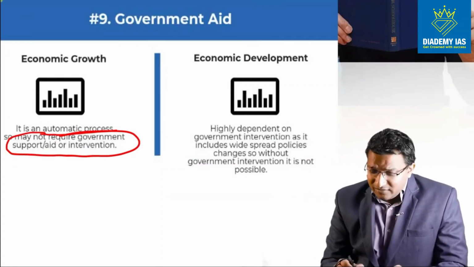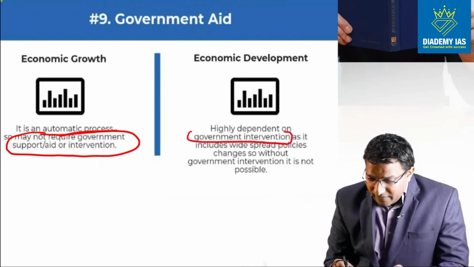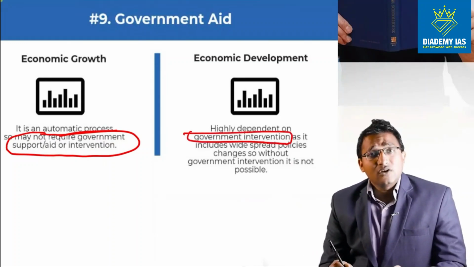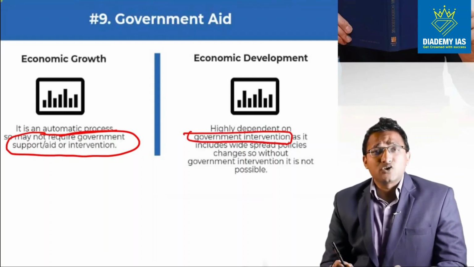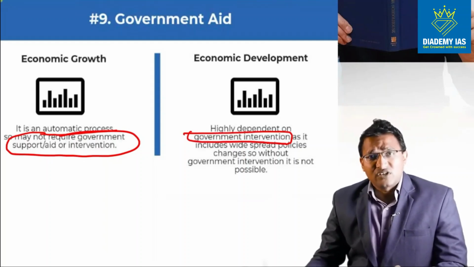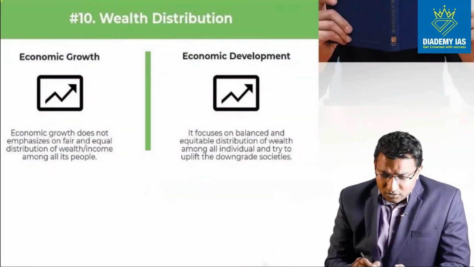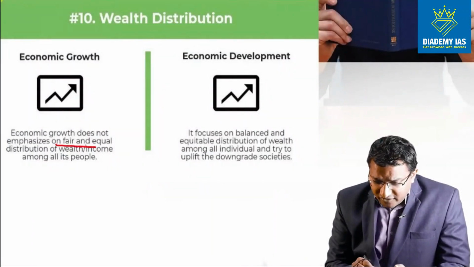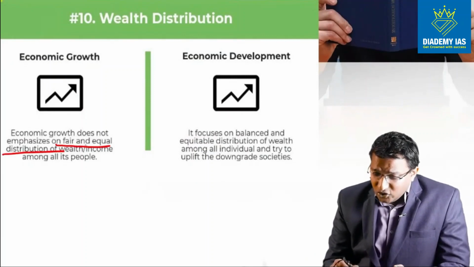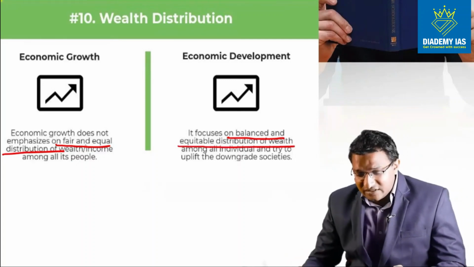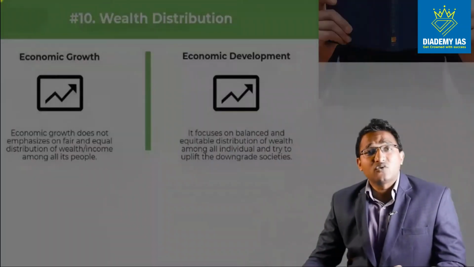However, economic development is more dependent upon government intervention, because the government will intervene so that all the goods and services which are being produced in the country are equally distributed among the people. Economic growth does not emphasize fair and equal distribution of wealth, but economic development focuses on balanced and equitable distribution of wealth among individuals, and it tries to uplift the downgraded societies.